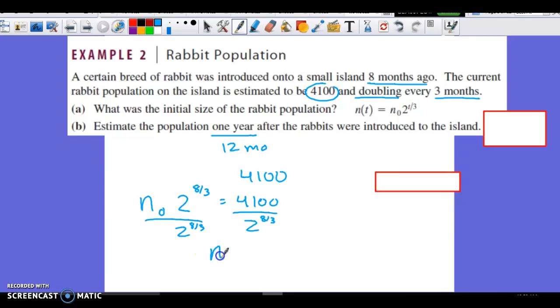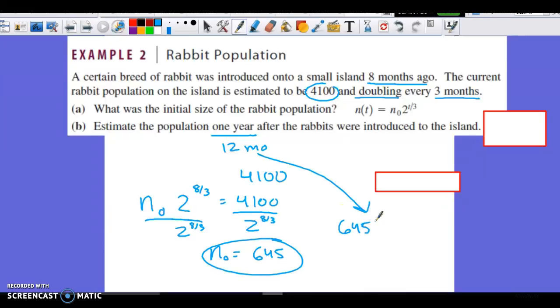Okay? So the initial amount would be 645.7 approximately. When you're talking about people or something that's living, or even how much of something that you can buy, you don't want to round up. So we'll just say 645. This is your initial amount. If you want to figure out how many would be there in 12 months, what you could do is start all over again by plugging in 645 for your initial amount.